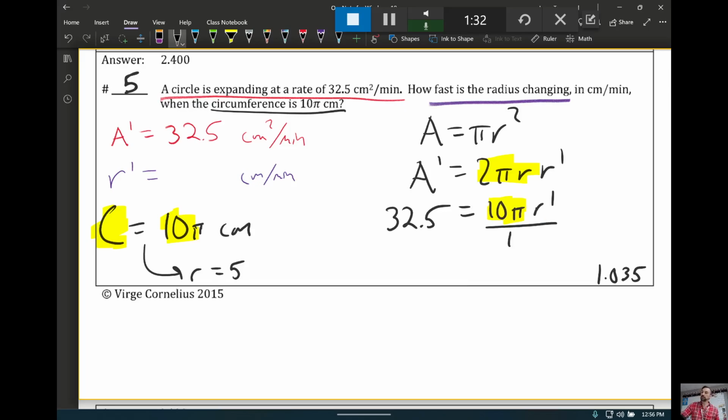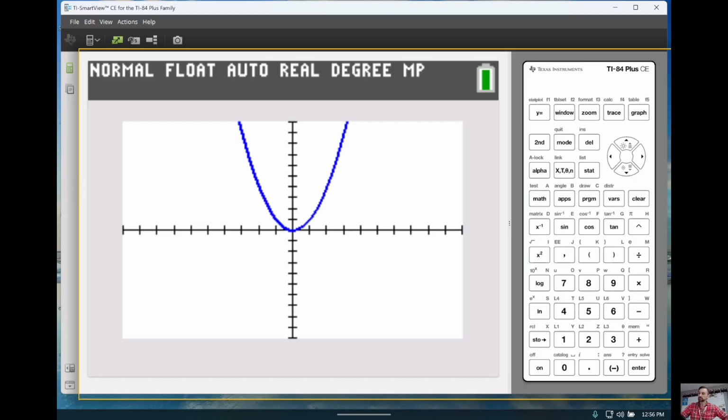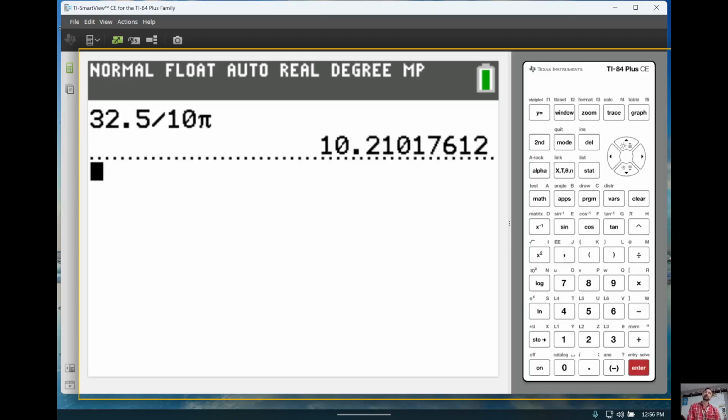And then here's where the mistakes come in. I mentioned that my other two classes had this, it's probably the most commonly missed thing. This is what you need to throw in your calculator: 32.5 over 10 pi. And this is what they were doing, and good chance some of you guys were doing it as well. You might do 32.5 divided by 10 pi. When you do it that way, it's not going to give you the right answer.